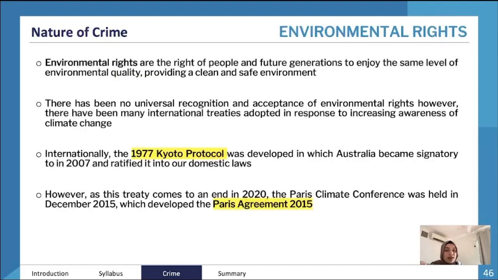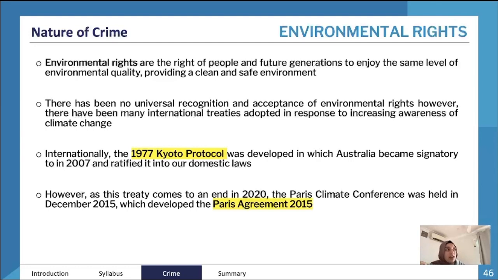Environmental rights are the rights of people and future generations to enjoy the same level of environmental quality, providing a clean and safe environment for all. There has been no universal recognition and acceptance of environmental rights. However, there have been many international treaties in place, such as, for example, the Kyoto Protocol and the Paris Agreement. We often have summits, so the COP27 summit, for example, all of these summits that have been placed.